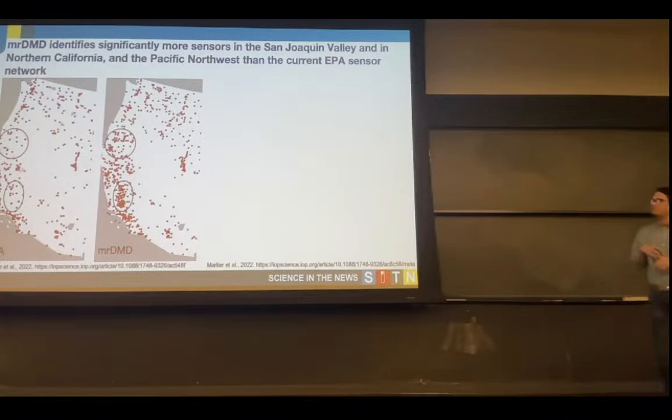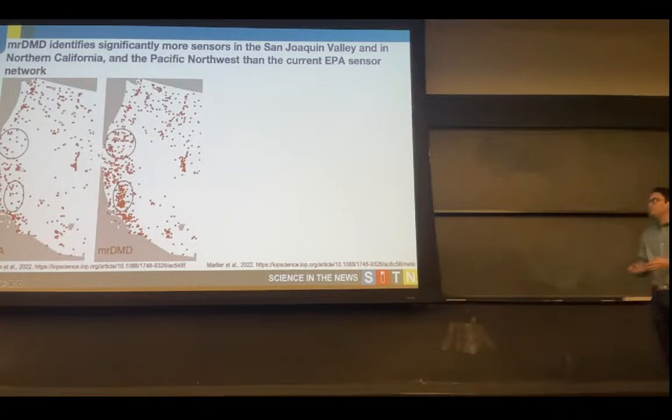We say that there should be five times as many. This is a very troubled area for air pollution in the US. It always exceeds national standards for air quality. Similarly, in Northern California, which is basically wildfire country, there's an under-monitored presence from the EPA too.